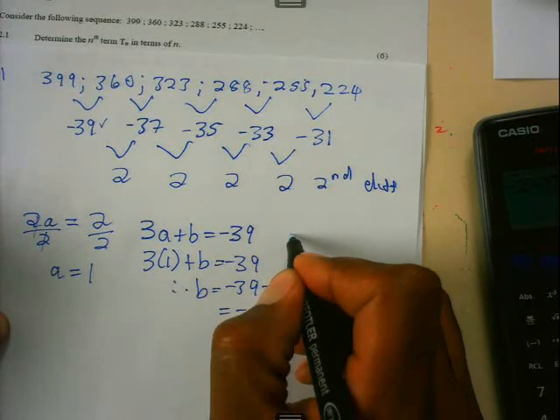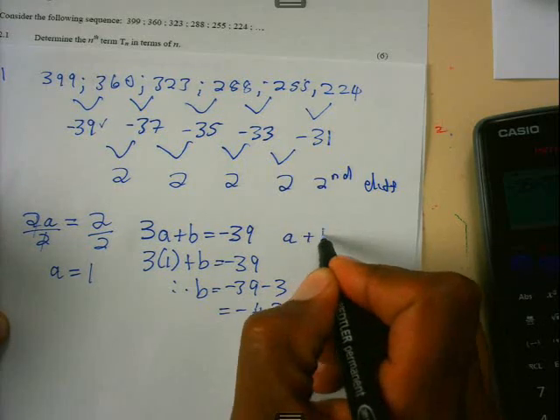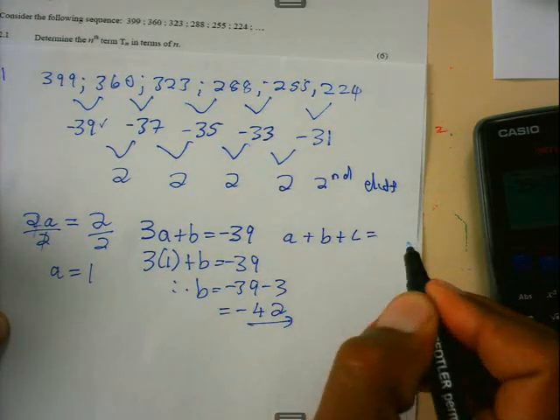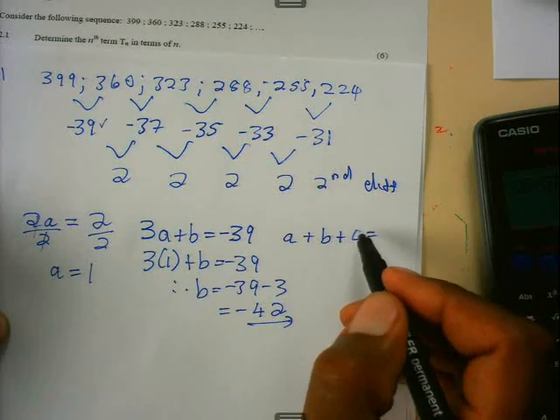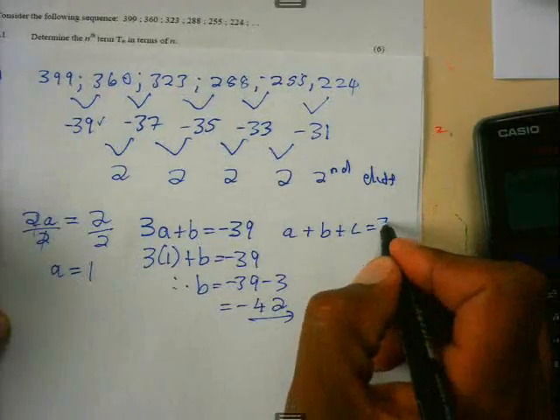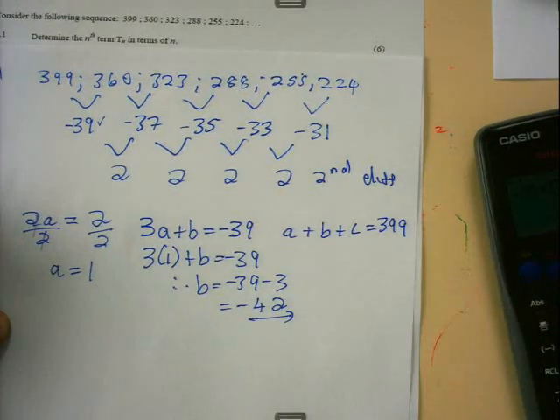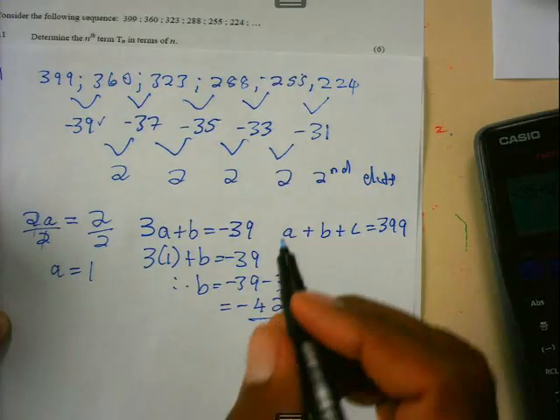How do you determine C? That is A plus B plus C. What is A plus B plus C? It is the first term. What is our first term here? 399. Do you know the value of A?